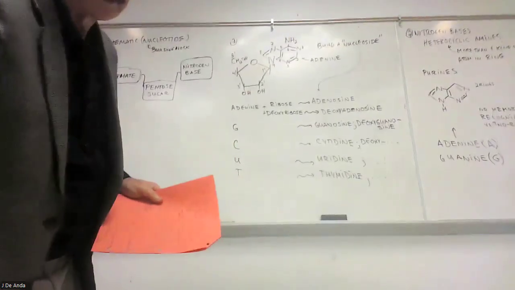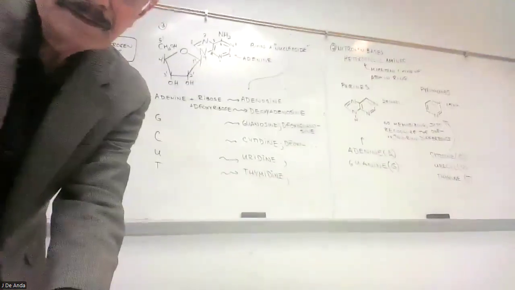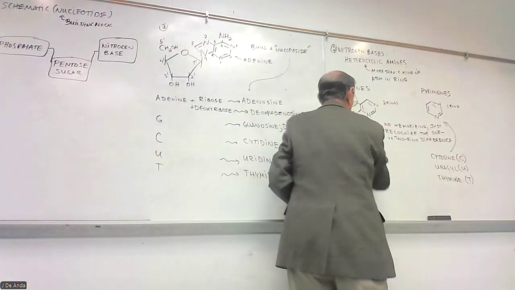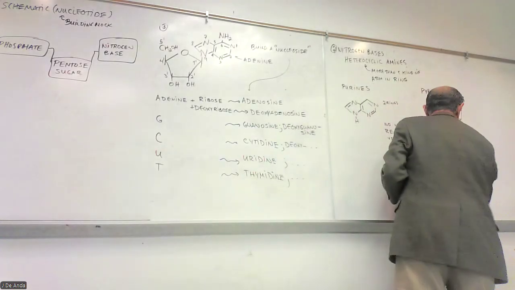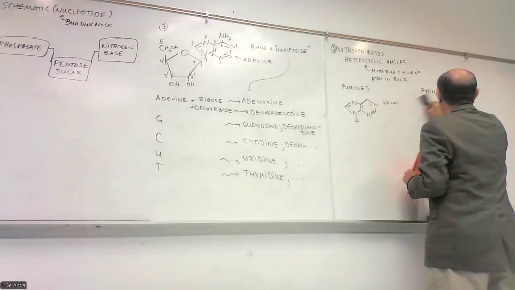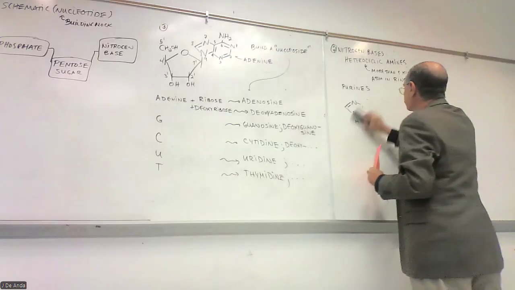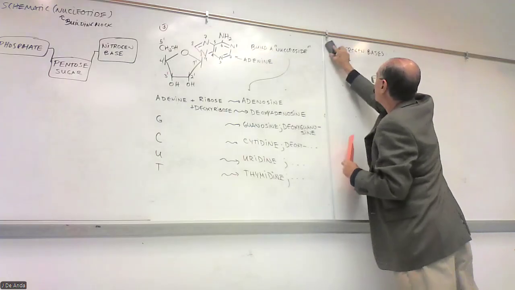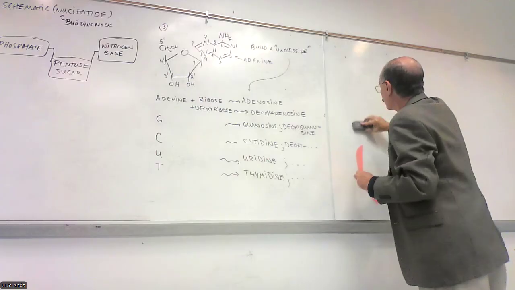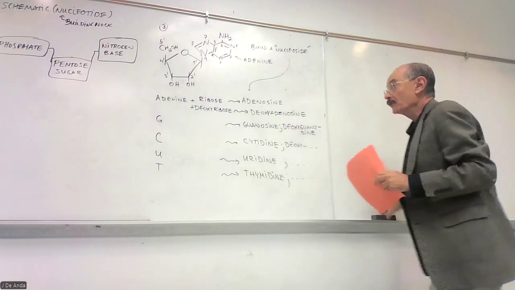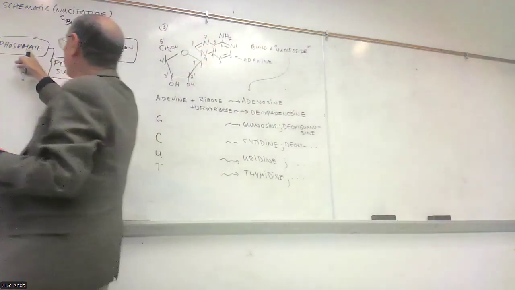Okay, let's come over here to this side again. And then we erase this portion here. Again, don't forget, you don't have to memorize the actual structures. Just the names, which ones are pyrimidines, which ones are purines. So let's talk about the other component, this so-called phosphate here.